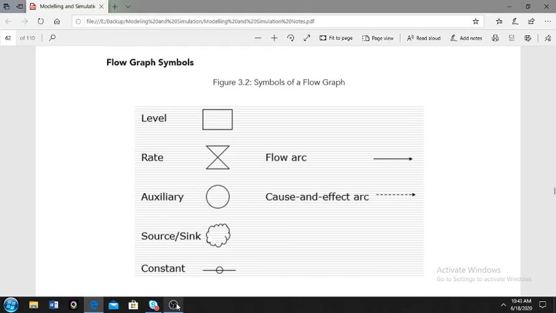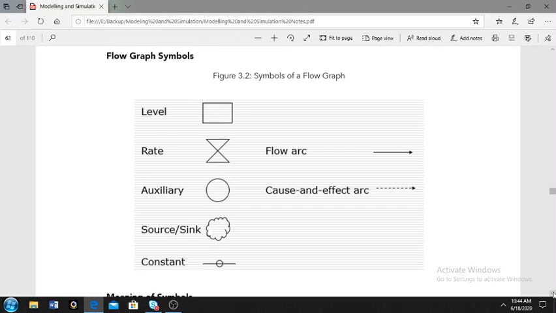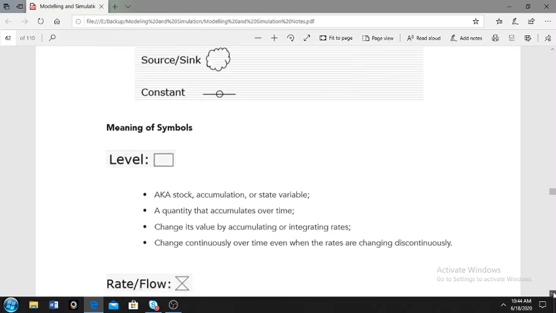These are the symbols we use in a stock and flow diagram. So we have a level. This is a level. The level is also called a stock. This is a rate. A rate is also called a flow. And here we have an auxiliary. And then here we have the source. We have a constant. We have a flow arc. And then the cause and effect arc. So let's try to understand one by one what these symbols mean.